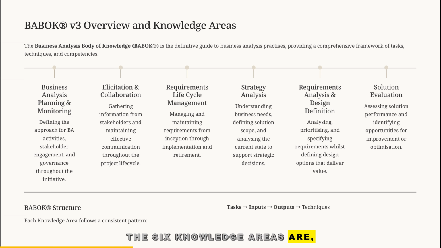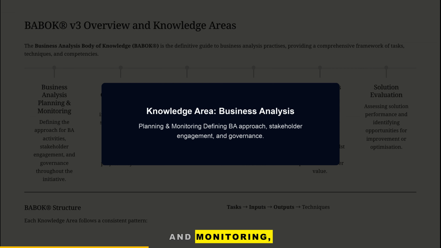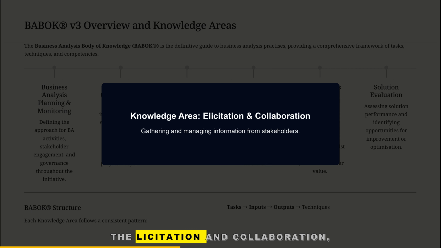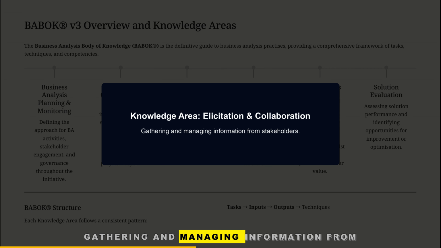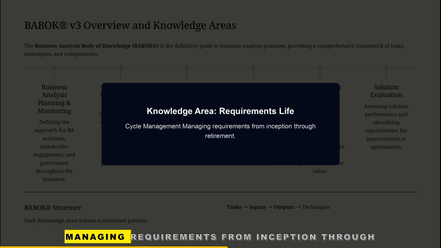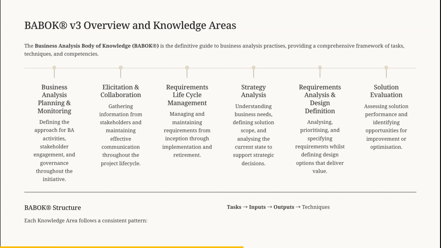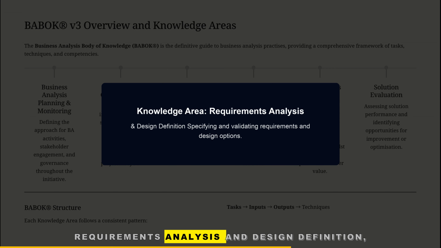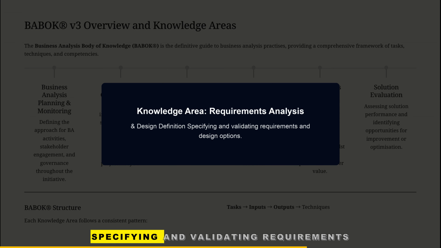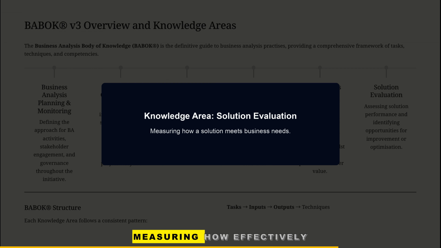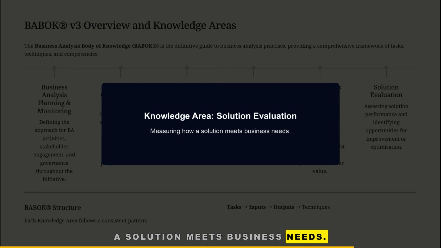The 6 knowledge areas are: business analysis planning and monitoring, defining approaches, stakeholder engagement and governance; elicitation and collaboration, gathering and managing information from stakeholders; requirements lifecycle management, managing requirements from inception through retirement; strategy analysis, defining the business need and strategy for achieving it; requirements analysis and design definition, specifying and validating requirements and design options; and solution evaluation, measuring how effectively a solution meets business needs.